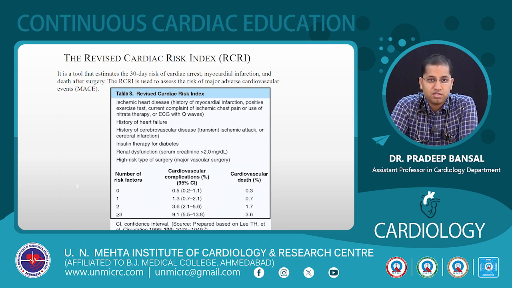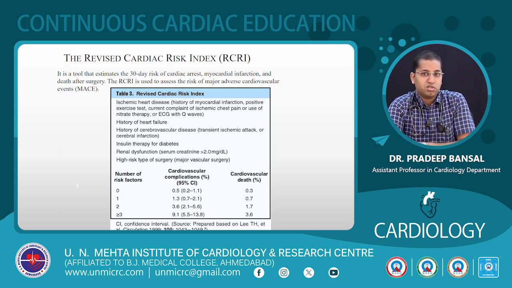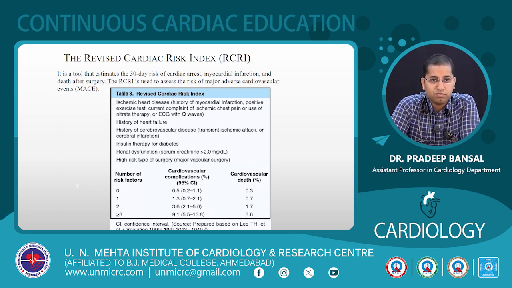First is ischemic heart disease, which may be a history of myocardial infarction, positive exercise test, current complaint of ischemic chest pain, use of nitrate therapy, or ECG suggestive of Q waves. Then history of heart failure, history of CVA, history of diabetes needing insulin therapy, history of renal dysfunction with serum creatinine more than 2, and any high risk type of surgery like major vascular surgery or neurosurgery. According to the presence of these 6 factors, there will be a percentage of cardiovascular complication and cardiovascular death.